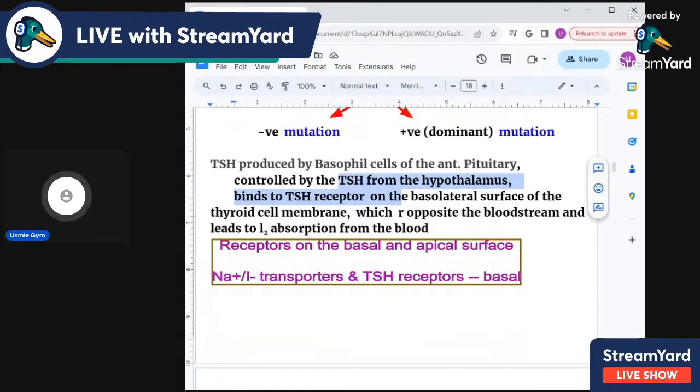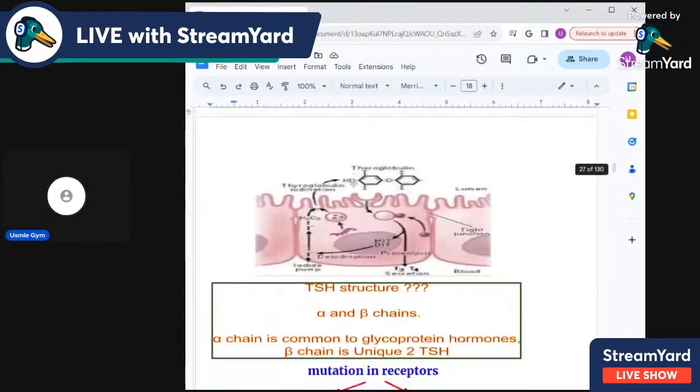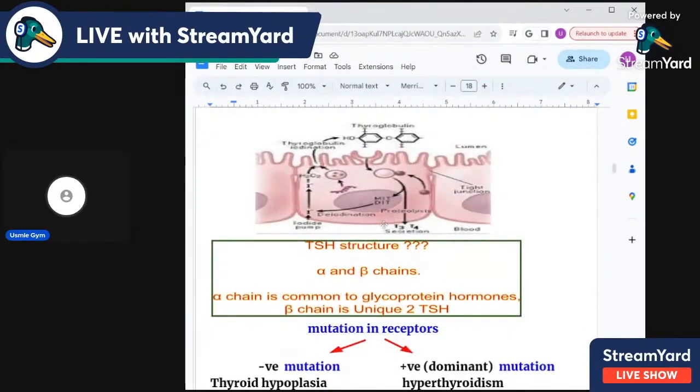TSH is controlled by the hypothalamus, which produces TRH, TSH releasing hormone. So where does it act? This is the basal surface. Here we have TSH receptors. TSH attaches to these receptors and stimulates the sodium iodide symporter to pull more iodine in to produce more thyroxine.